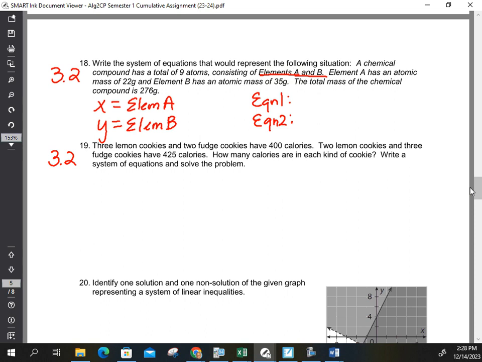Problem 18, all they want you to do is set up the equations. That's it. 19, they want you to set up the equations and solve it. So they're talking about lemon and fudge, bless you. X is the lemon, Y is the fudge. Set up your 2 equations and then solve them out.